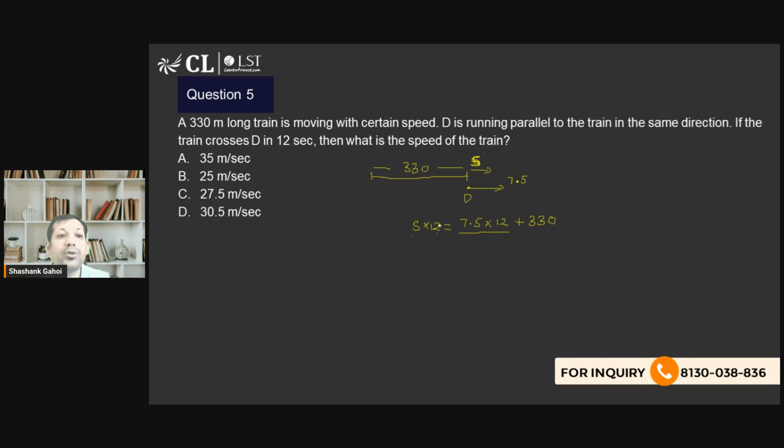That should be equal to the length of the train, because when the train is crossing D, the train is covering its own length, right? So it is going to cover 330 meters plus the distance that is covered by D. So 7.5 into 12 plus 330. So this comes out to be 420. That is equal to 12 into speed of train. So speed of train comes out to be 420 upon 12. That is 35 meters per second. So answer of this question is going to be option A.